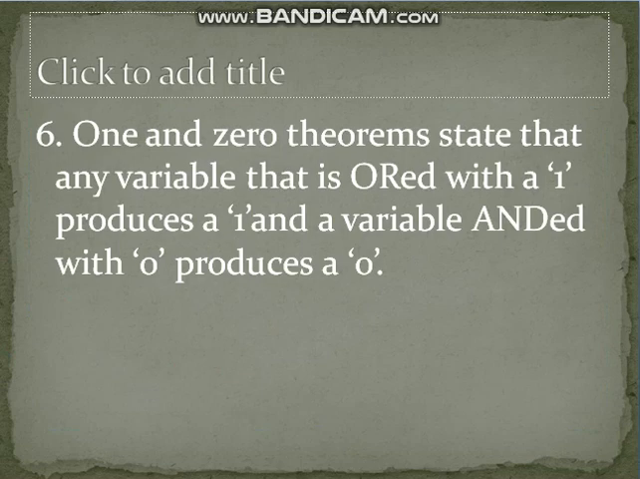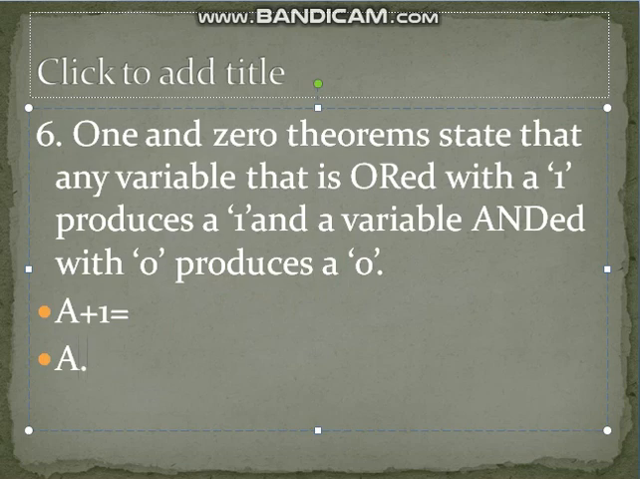So the 1 and 0 theorem states that any variable that is ORed with a 1 produces a 1, and a variable ANDed with 0 produces a 0. So I shall also illustrate that. Any variable, let's take A, when it's ORed with a 1, and any variable that is ANDed with a 0.